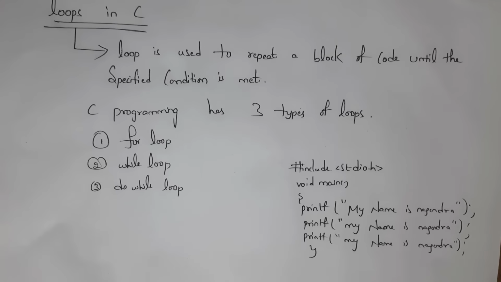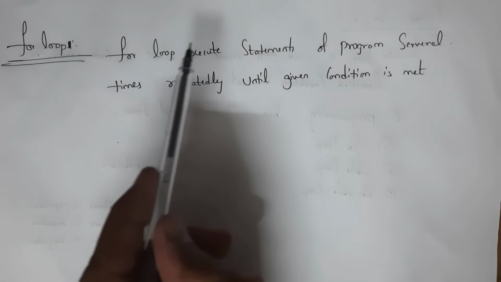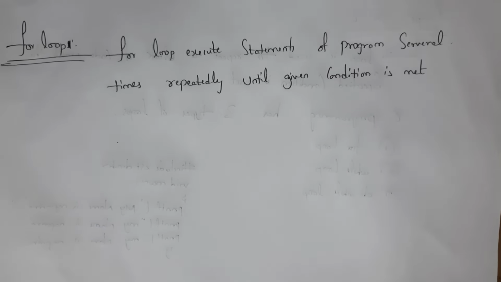C programming has 3 types of loops. They are for loop, while loop and do while loop. At first I will explain what is for loop. This is the definition of for loop. For loop executes statements of a program several number of times repeatedly until given condition is met. For loop keeps on executing the statements until given condition is satisfied.